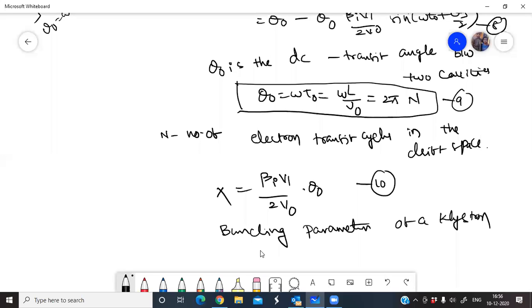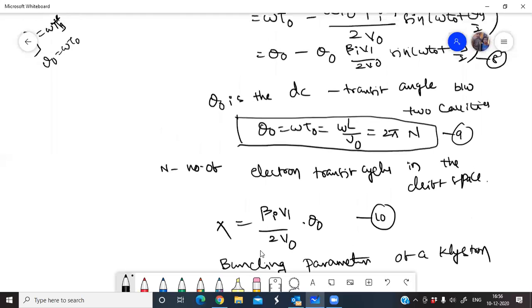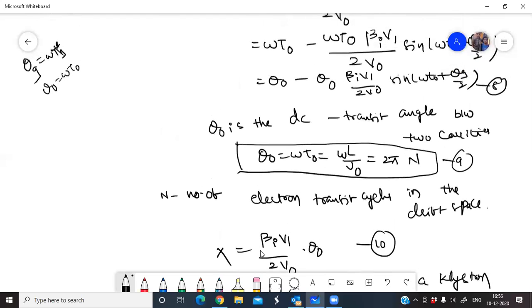So by substituting this in equation number 8, in place of beta I v1 by 2 v naught into theta naught, we can write x. That means we can write the equation as theta naught minus x into sin omega t naught plus theta g by 2.